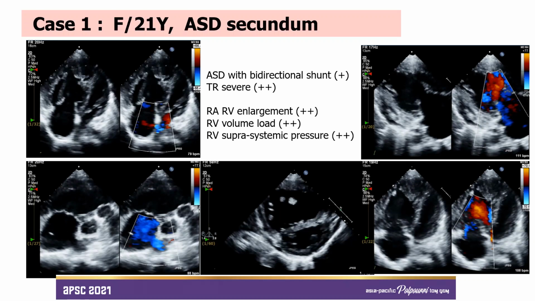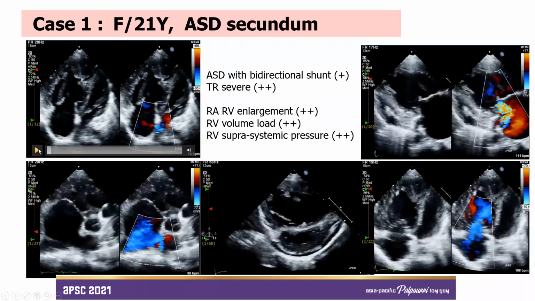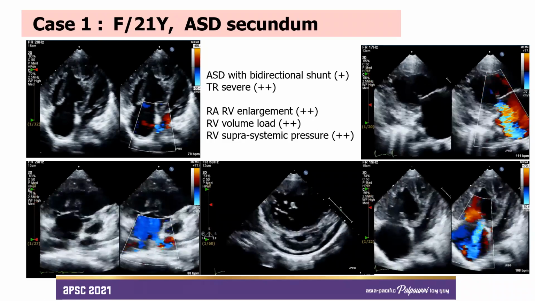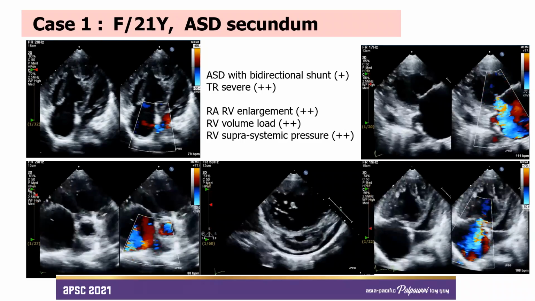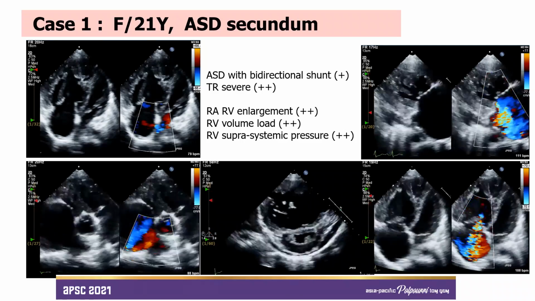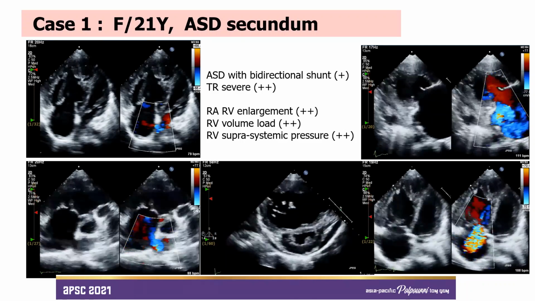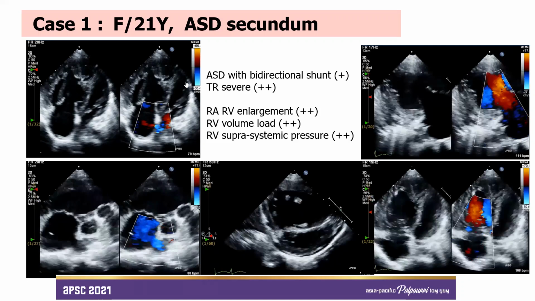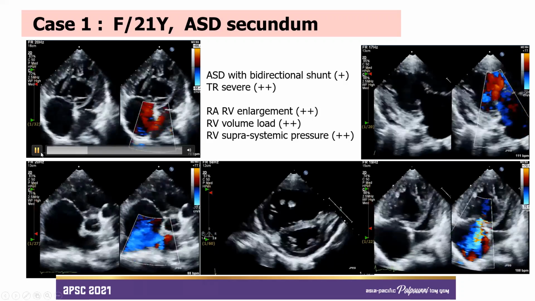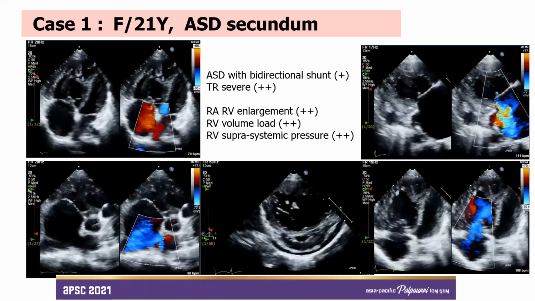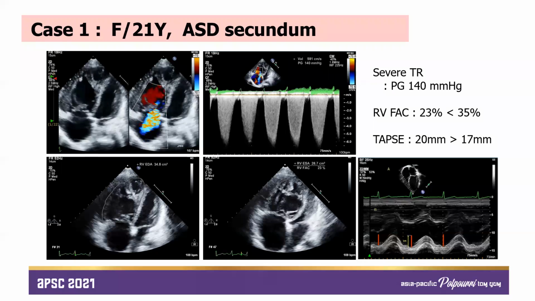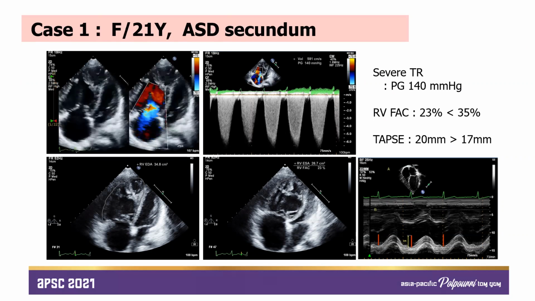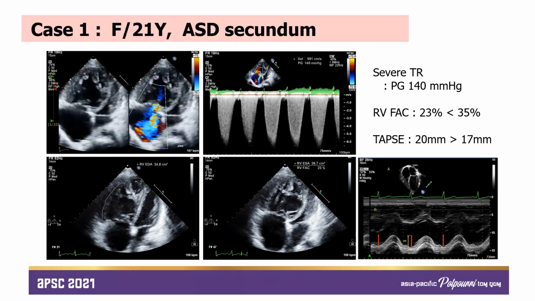First, a 21-year-old female patient came to the clinic. She has an ASD with bidirectional shunt, severe TR, and huge RA-RV enlargement with volume load and suprasystemic pressure load on the RV. Yes, it's moving. Severe TR pressure was measured at almost 140 millimeters of mercury with RA-RV enlargement.